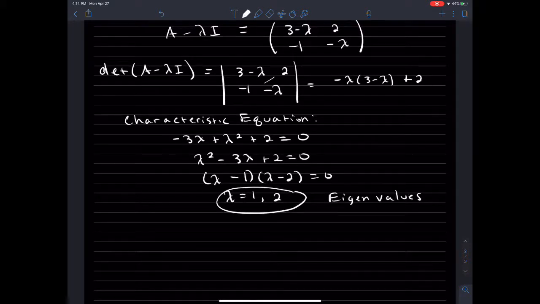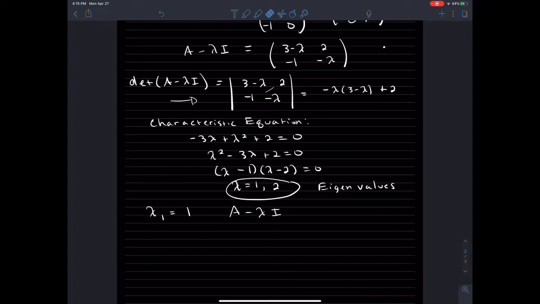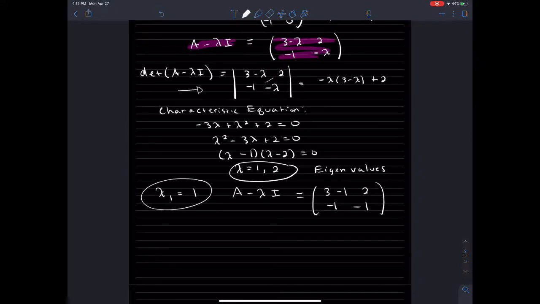Now to find the corresponding eigenvectors. For lambda, we have to do lambda 1 first. So lambda 1 is 1. So here, up here is my A minus lambda I. I'm plugging in lambda equals 1 into there. So it's basically 3 minus 1, because that's my lambda. 2 is there, minus 1 there, and then minus 1, because my lambda was 1. So that's equal to 2, 2, minus 1, minus 1.